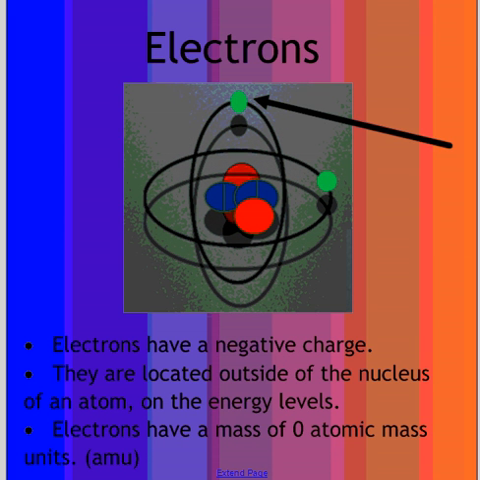And finally, electrons, which are green. Electrons have a negative charge. They are located outside of the nucleus of an atom on the energy levels. And the energy levels that I'm referring to are these black objects here that look like rings. Energy levels can also be referred to as electron shells or electron levels. Electrons have a mass of 0 atomic mass units, or 0 AMUs. Electrons are much, much smaller than protons or neutrons, so they don't have much of a mass at all, so we say it has 0 mass.